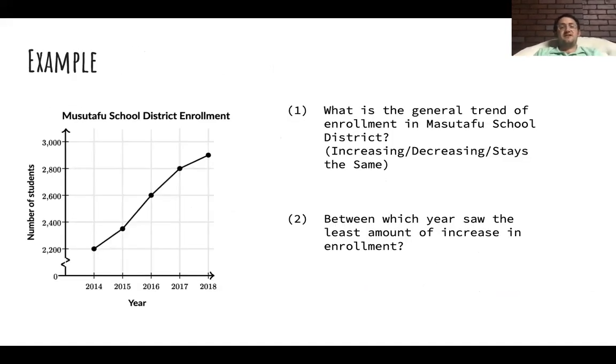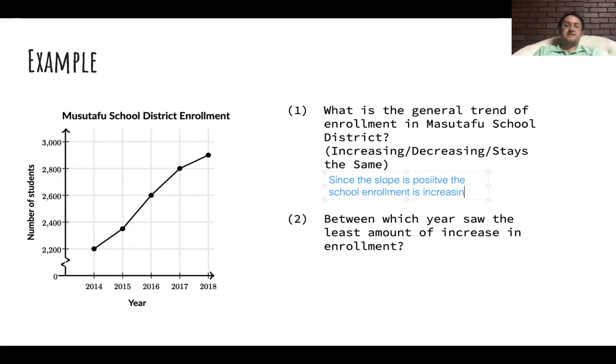All right, so let's take a look at an example here. This is a school enrollment graph. So the question is, what is the general trend? Is it increasing or decreasing or staying the same? So we could say that since the slope is positive, school enrollment is increasing.